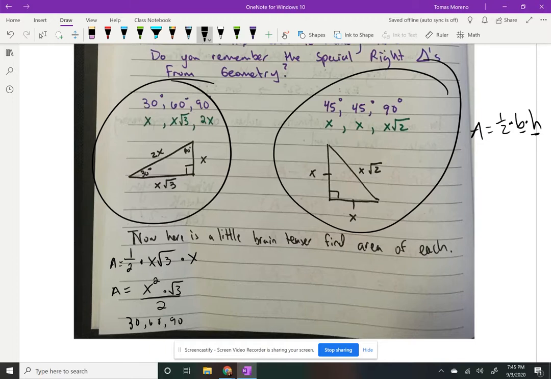What about the 45, 45, 90? That one's x times 1/2 x, or x squared over 2. 45, 45, 90. Ta-da!